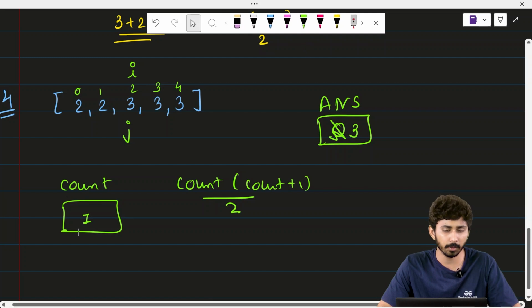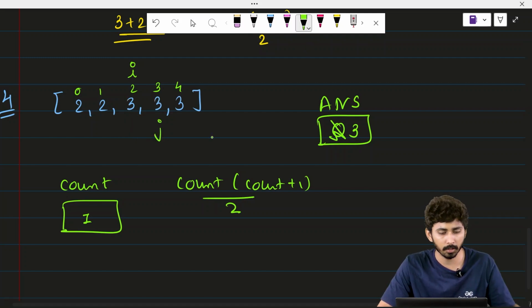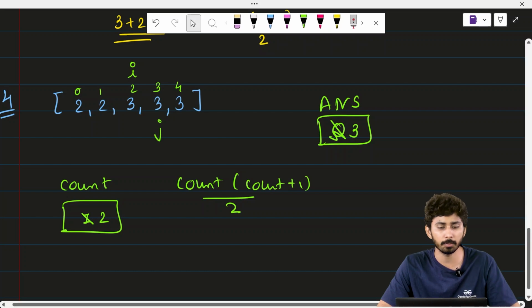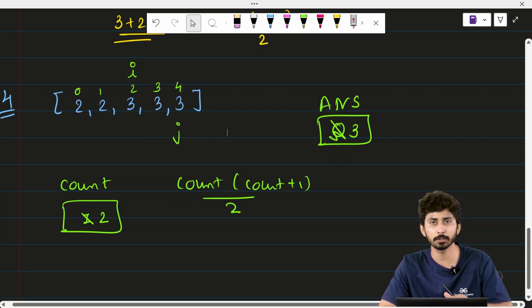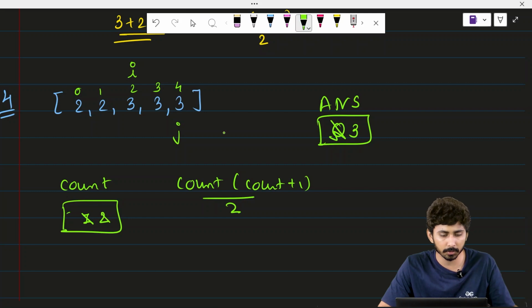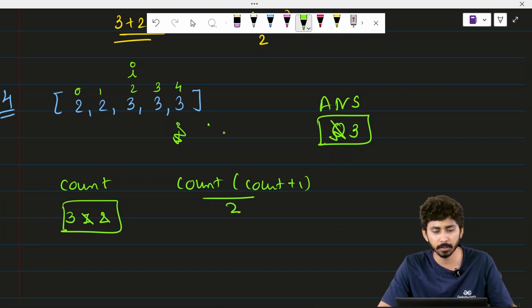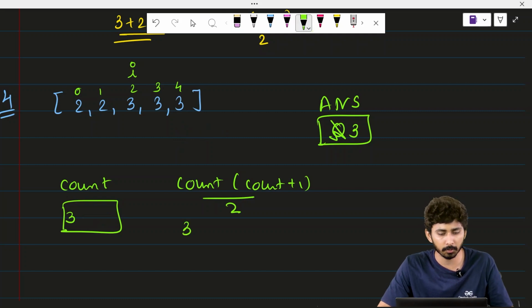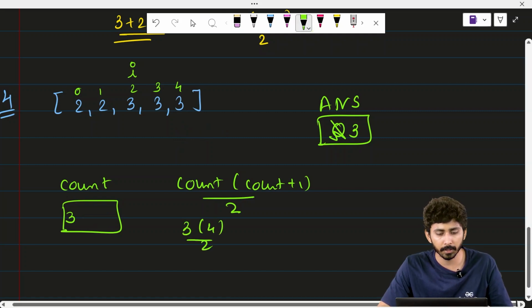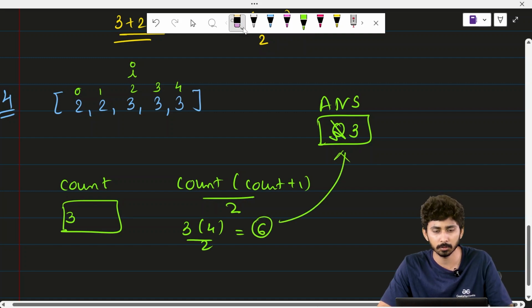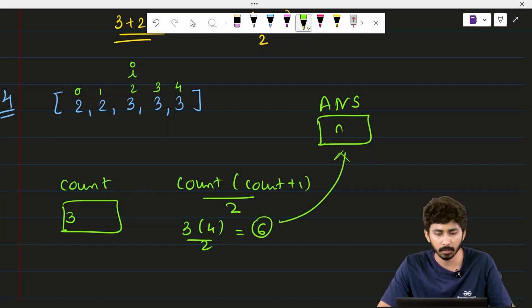Now increment the value of j. Now j is at this element. Is this equivalent? Yes. So count will be plus 1, so count becomes 2. Now increment the value of j. Now this is also 3, so increment the count. Count is 3. Now if you increment the value of j, j will be out of bounds, right? So how many identical elements did you find? You found 3 identical elements. So that would be 3 into 4 divided by 2, which is equivalent to 6. So add this 6 to the answer. So the answer is 9.